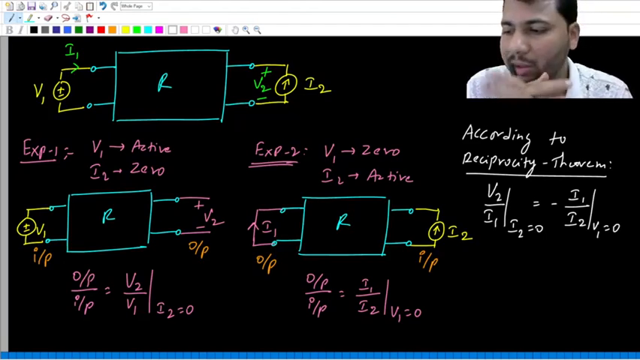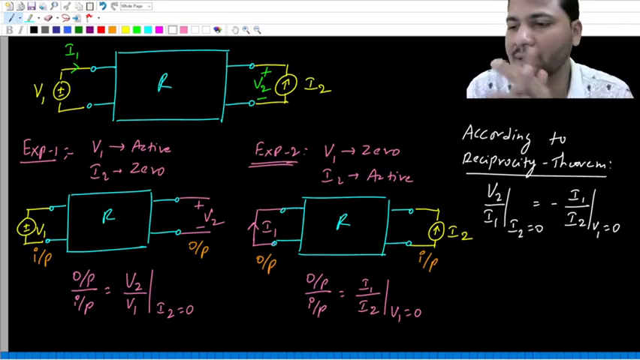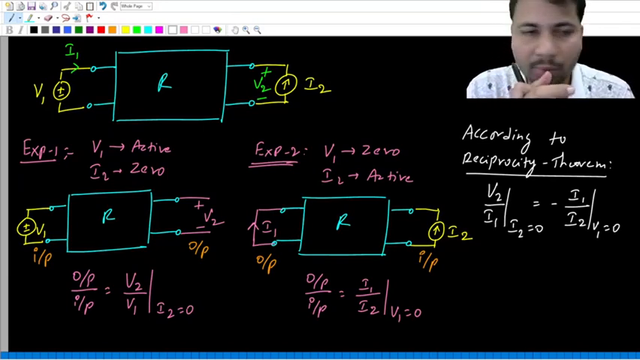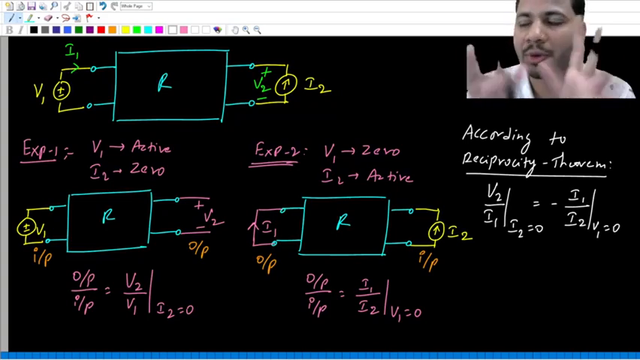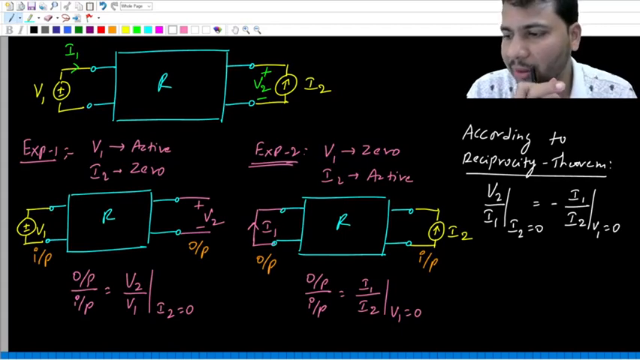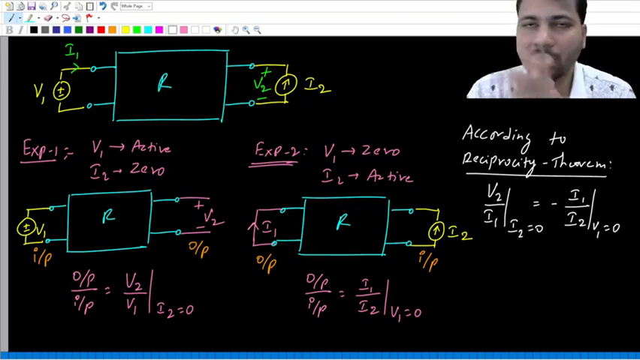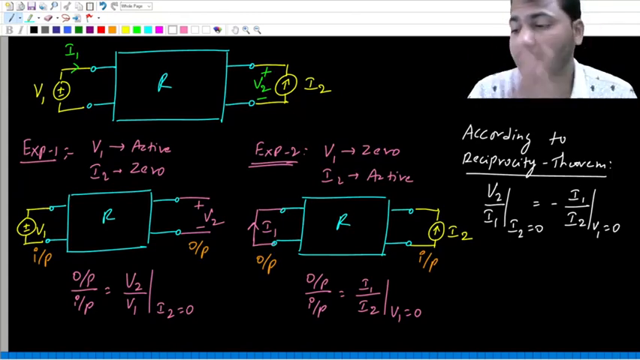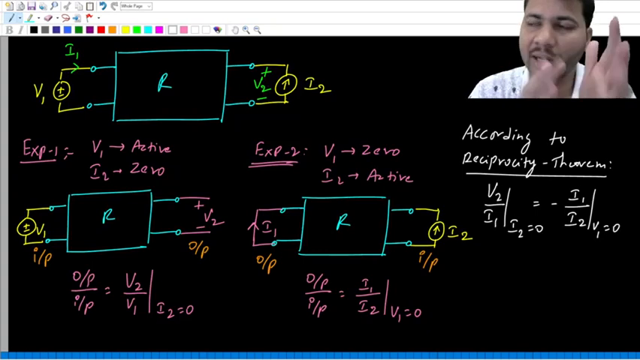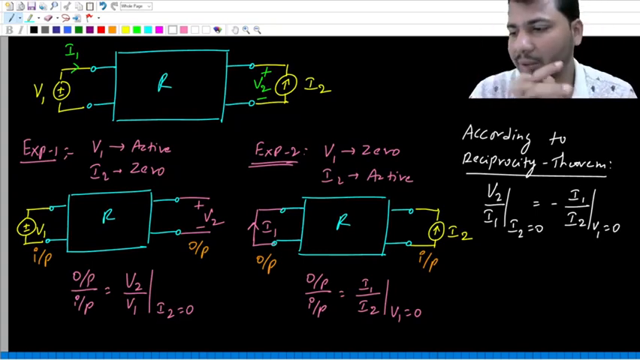So how do you summarize the reciprocity theorem? First of all, this reciprocity theorem is applicable only for resistive networks that contain two ports. At each port some independent source will be connected, and there will be three possibilities: voltage source, current source, and then voltage source, current source. So when you connect the same type of source at both the ports, the two ratios are equal, whether it is voltage source or current source.